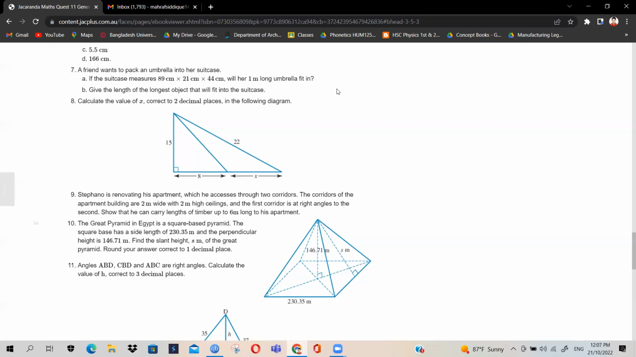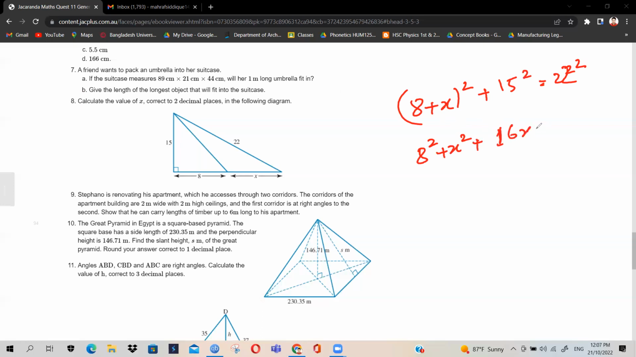8.09. Okay. I cannot verify without doing it, but let me show you the first few lines. Based on that, you would be able to understand if you have done it correctly or not. So it will be 8 plus x whole squared plus 15 squared equals 22 squared. And you just apply the a plus b whole squared formula, that is 8 squared plus x squared plus 2 into 8 into x, which is 16x, plus 225 equals 22 squared, and then you will calculate the value for x, right? That is what you did. Yes.